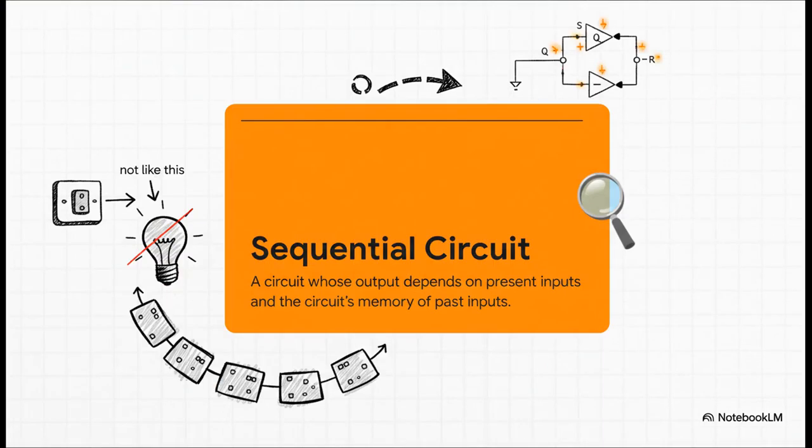Well, the secret sauce is a concept called a sequential circuit. You see, unlike a simple light switch on your wall, its output isn't just about what's happening right now. It's also based on its own history, on what state it was in a moment ago. And that, right there, is the very essence of memory.